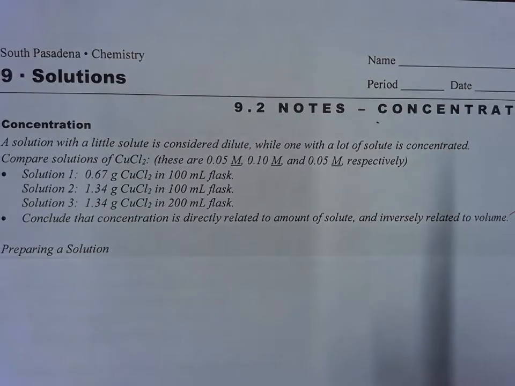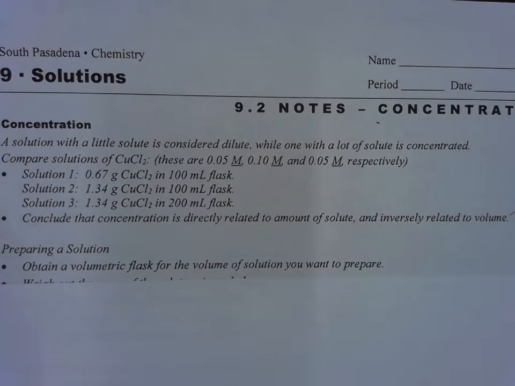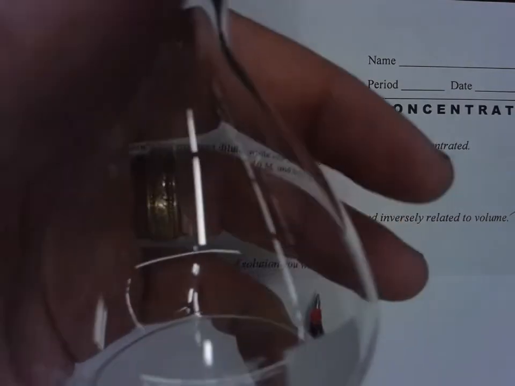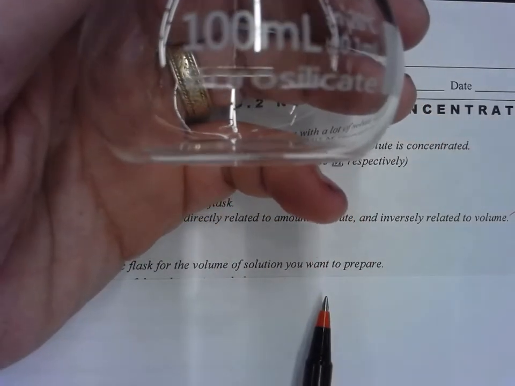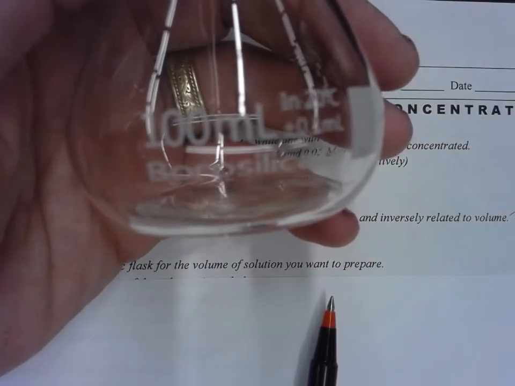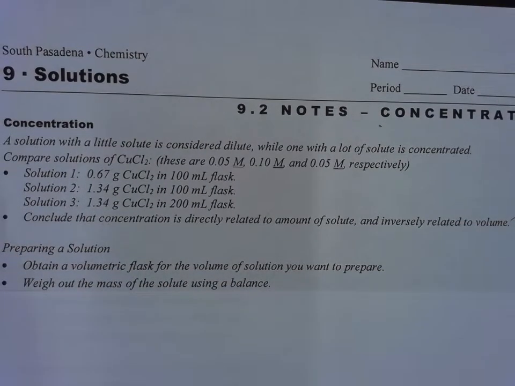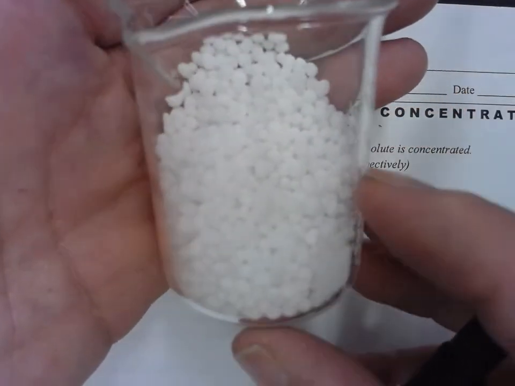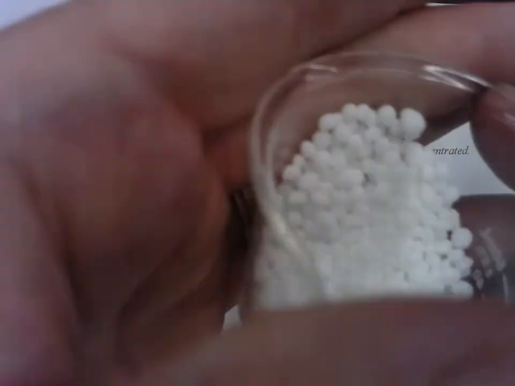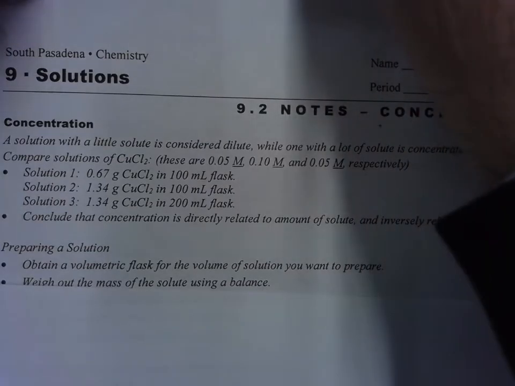Okay, so how do we do this? We obtain a volumetric flask for the volume of solution you want to prepare. In this case, if you want a little bit of solution, just 100 mils, you use a little flask. If you need a liter, then you use a bigger flask. Okay, weigh out the mass of solute using a balance. I don't know how much this is, but let's just say it's about 3 or 4 grams. It might be more than that. It doesn't matter.